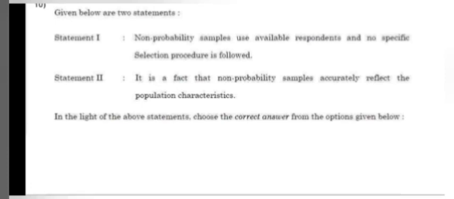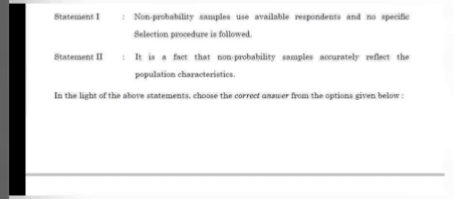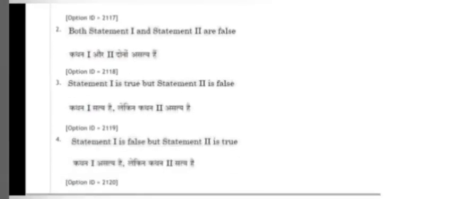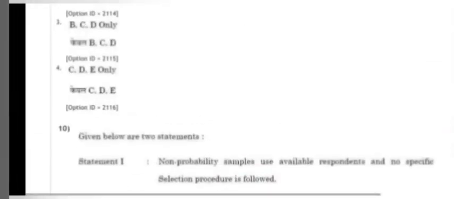So next is 17. It says, given below are two statements. One says non-probability samples use available respondents and no specific selection procedure is followed. Two says it is a fact that non-probability samples accurately reflect the population characteristics. In the light of the above statements, choose the correct answer from the options given below. So these are the options: 1 and 2 are true, 1 and 2 are false, 1 is true and 2 is false, 1 is false and 2 is true. So what do you think? It will be number 1 and 2 both are correct. This will be correct.